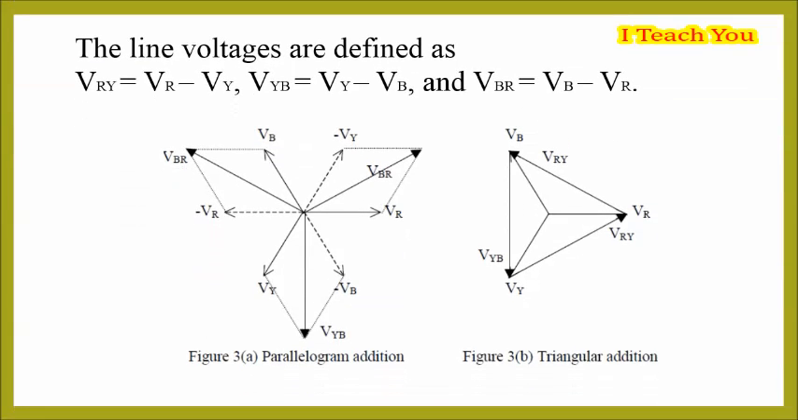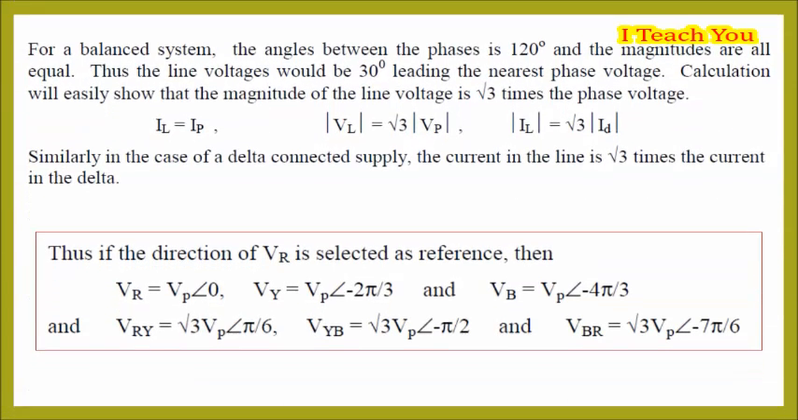The line voltages are defined as VRY equals VR minus VY, VYB equals VY minus VB, and VBR equals VB minus VR. Figure 3 shows how the line voltage may be obtained using the normal parallelogram addition. It can also be seen that triangular addition gives the same result faster. For a balanced system, the angles between the phases are 120 degrees and the magnitudes are all equal. Thus the line voltages would be 30 degrees leading the nearest phase voltage. Calculation will easily show that the magnitude of the line voltage is square root 3 times the phase voltage.